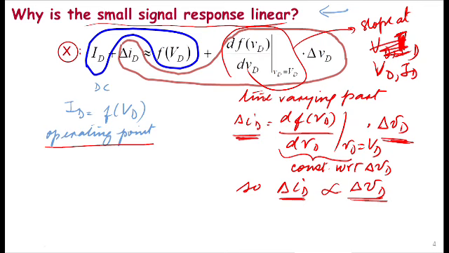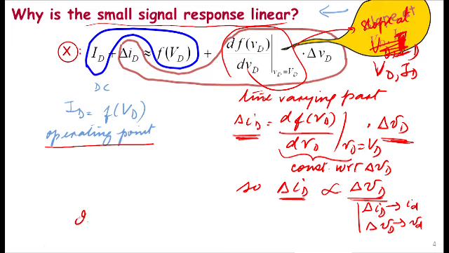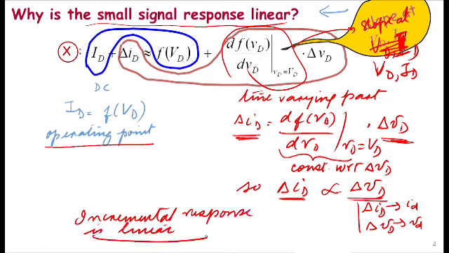Recall some notation that we have: delta ID shall be denoted as small d, and delta VD is going to be denoted as small d in our circuits. So this just goes to show that the incremental response is linear. The incremental response is delta ID, and by showing that it is proportional to delta VD, I've just shown you that the incremental response is linear.